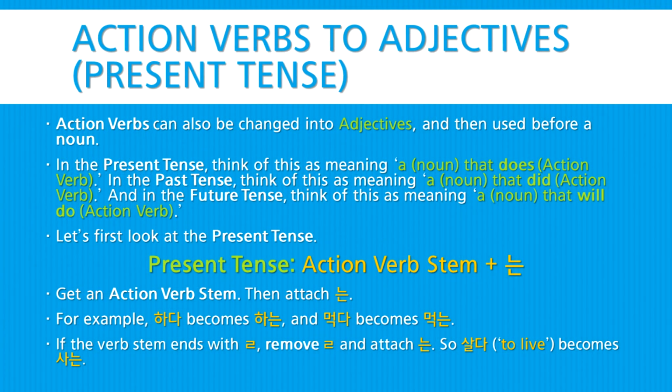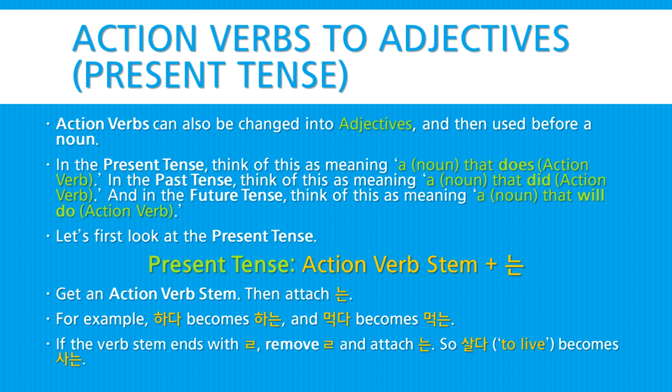So first, let's look at the present tense. Get an action verb stem and attach 는. For example, 하다 would become 하는, and 먹다 would become 먹는. Or if the verb stem ends with ㄹ, remove the ㄹ and attach 는. So 살다, to live, becomes 사는. And in fact, we already learned this conjugation when we did nominalization forms.